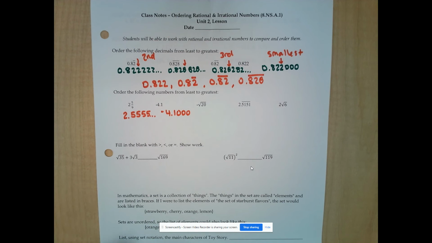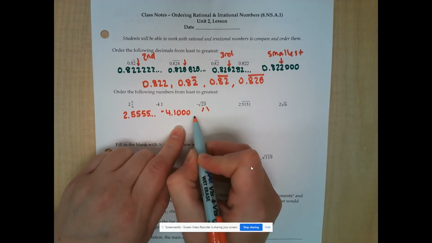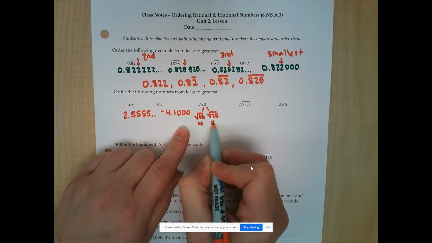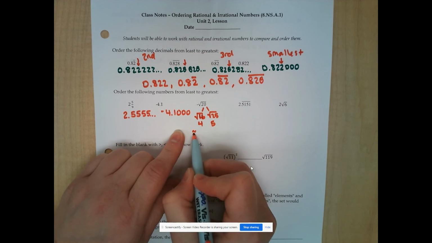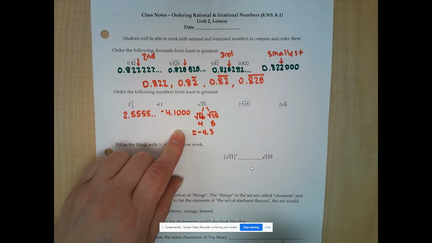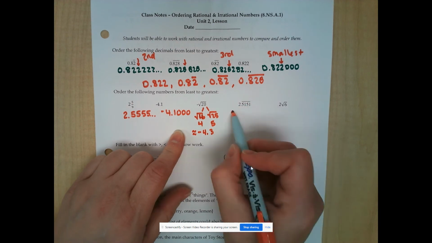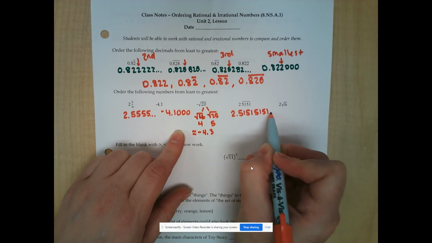Don't forget it's negative. Negative square root of 20. Now, if I'm going to estimate that, it's going to be between the square root of 16 and the square root of 25, making it somewhere between 4 and 5. It's a little closer to the 16, so I might go something like negative 4.3 or 4.4. And then we've got 2.5151 with all 4 of those digits repeating. So 2.5151, 5151, and so on.